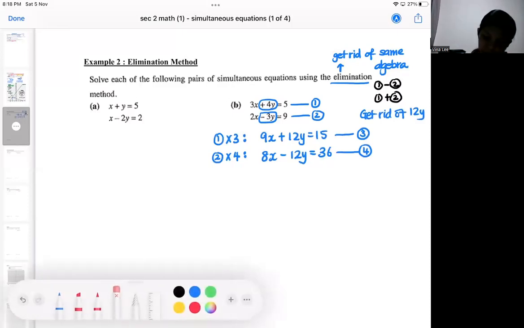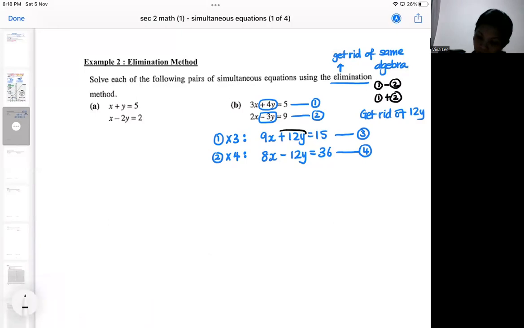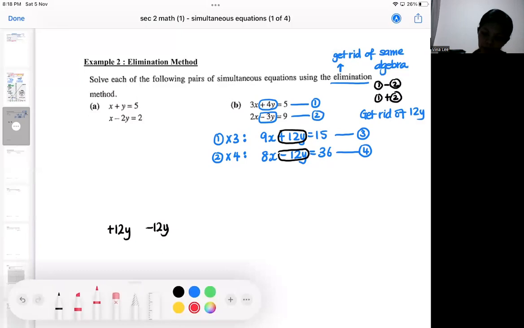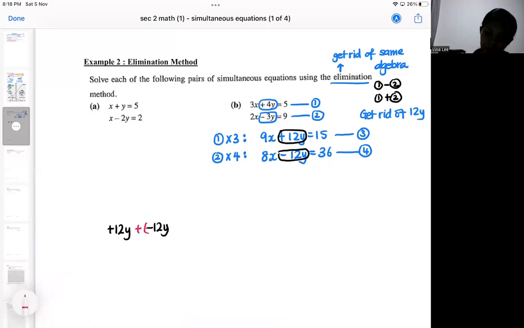Okay, and then after that, right? Okay, so this is the one that I'm going to subtract. Okay, observe carefully first. This is the one that I'm going to get rid. How am I going to get rid of it? I'm going to do a plus. I'm going to do a plus so that I get 0y. So I'm going to add up these two equations.